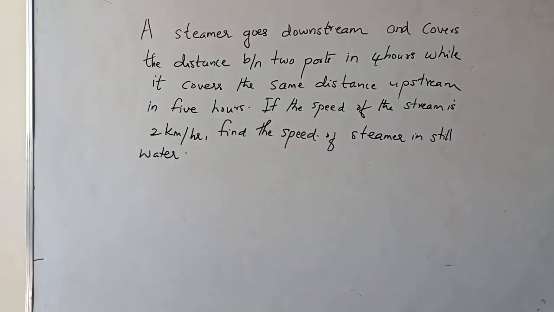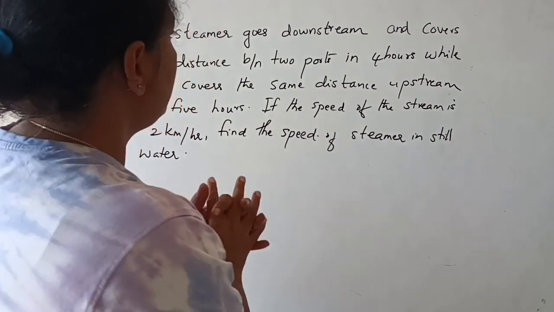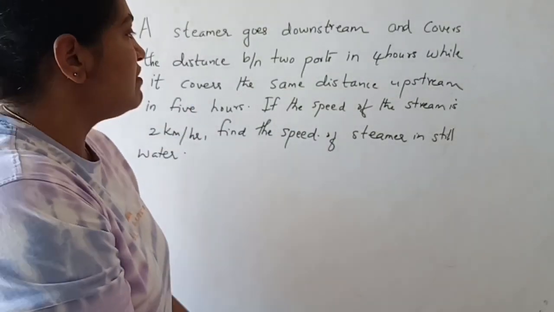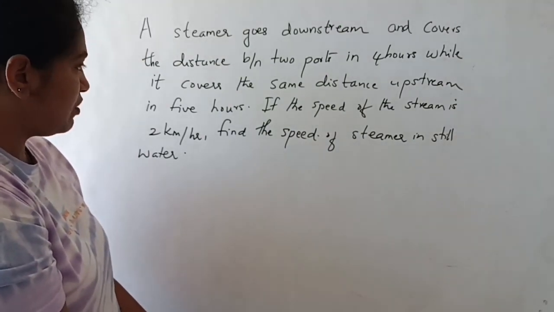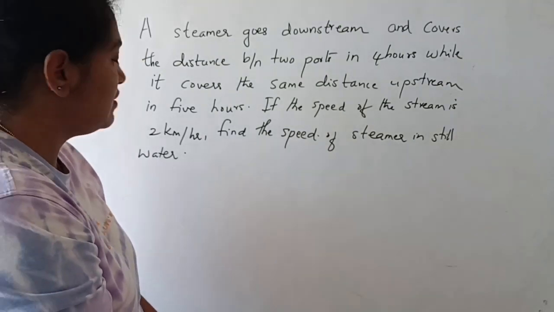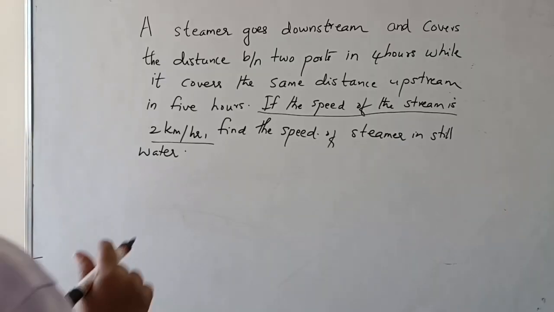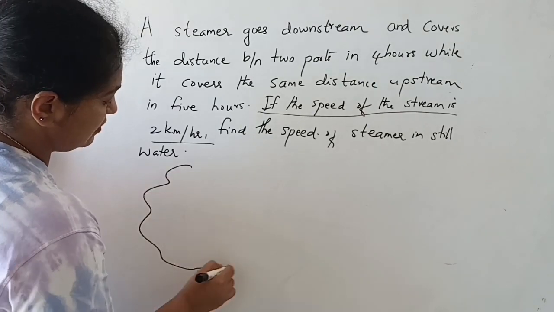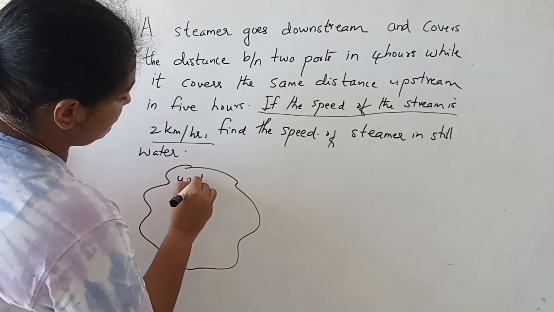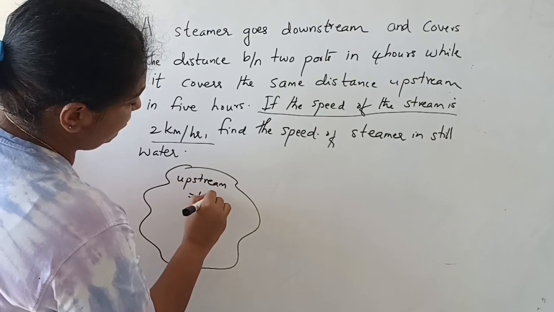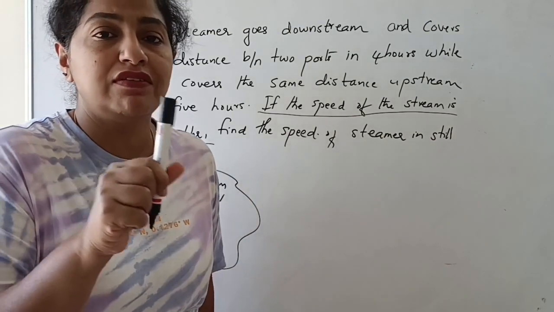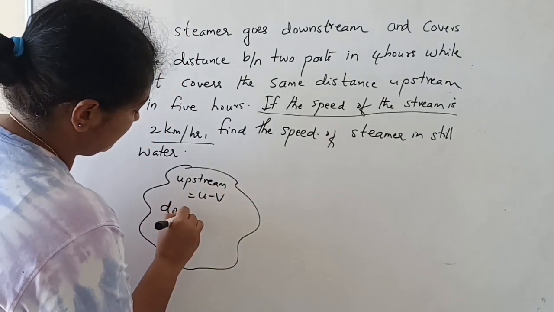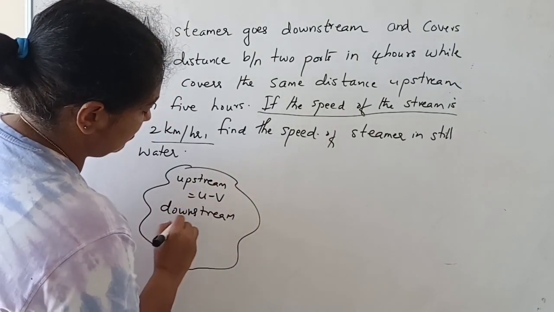A steamer goes downstream and covers the distance between two ports in 4 hours, while it covers the same distance upstream in 5 hours. If the speed of the stream is 2 km per hour, find the speed of the steamer in still water. So, let us write the present situation. What is the upstream speed? It is u minus v, where u is the speed of the steamer in still water and v is the speed of the stream, and the downstream is u plus v.